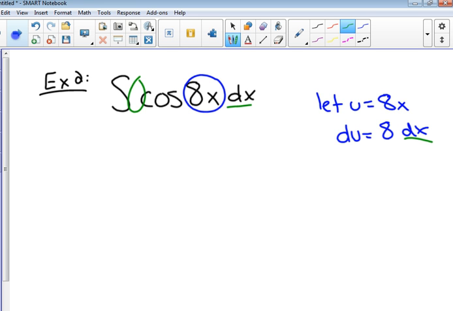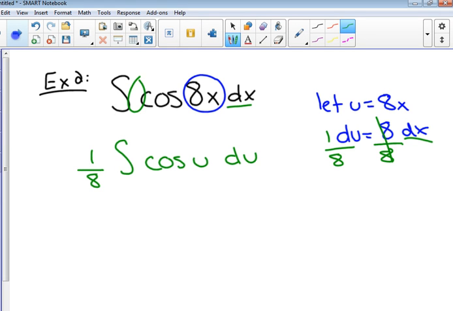No, right? So this one we have to make a correction. Same thing you have been doing: divide both sides by 8. So we're going to have a correction of 1/8. I'm going to have to integrate the cosine. I'm going to put my u in. Now everything's in terms of u.